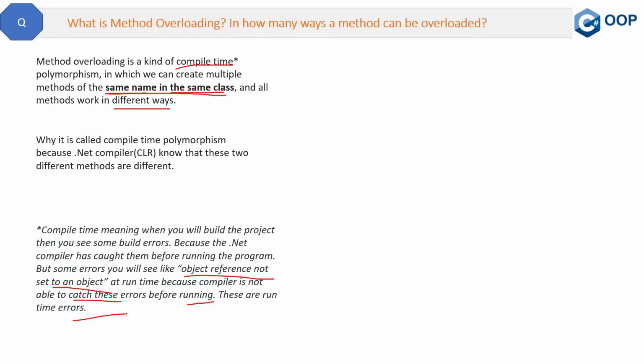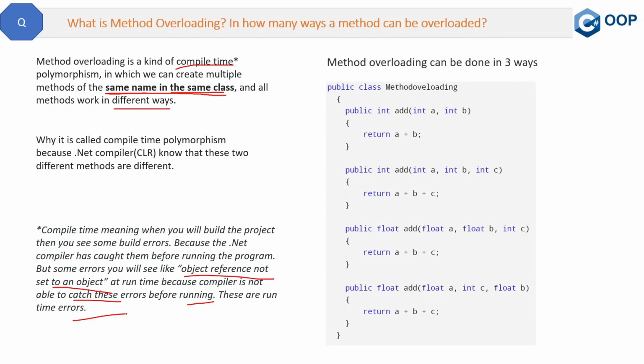So that is runtime. Method overloading can be done in three ways. First way is number of parameters are different, and the method name is same. So here you can see the first two add methods of same name, but they have different number of parameters. One has 2 parameters, other has 3 parameters. So that is one way of doing method overloading.